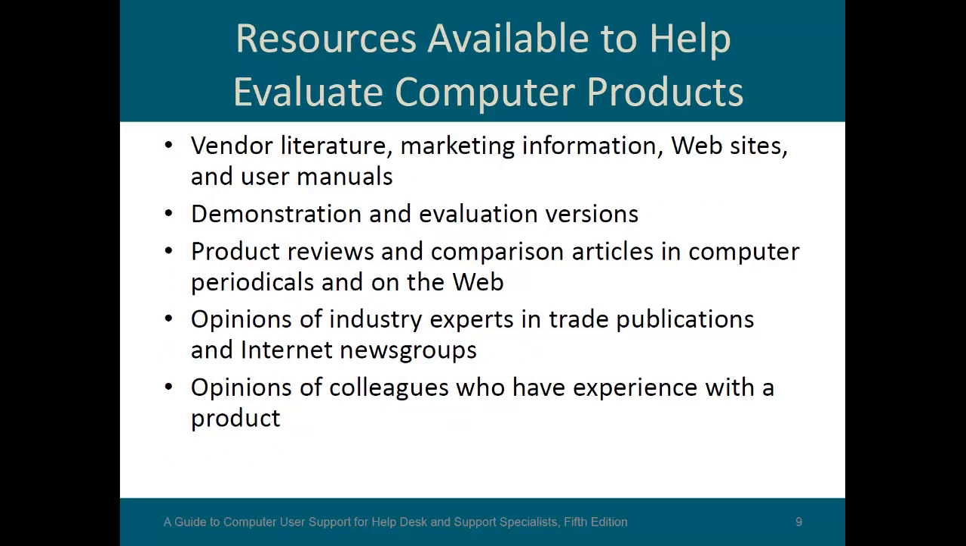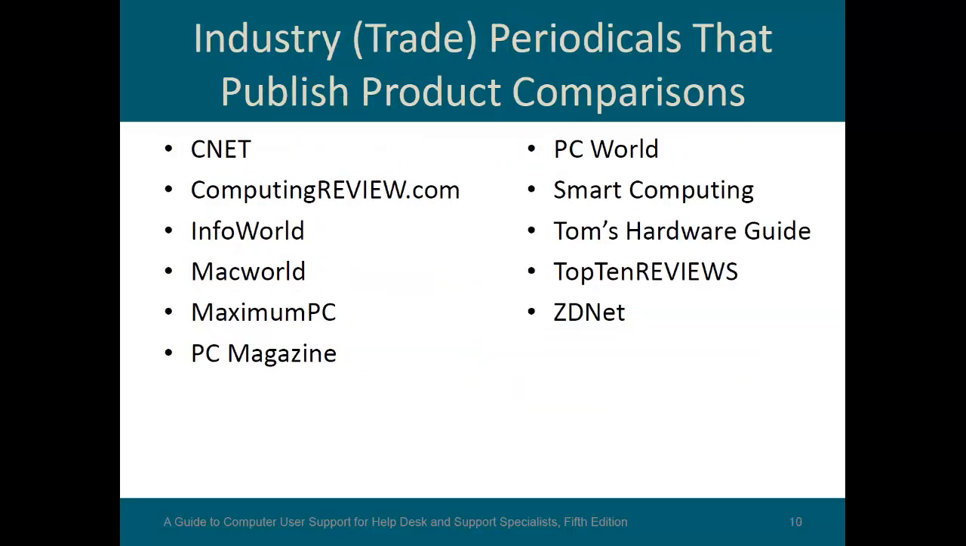Resources available to help evaluate computer products. You've got vendor literature, demonstration and evaluation versions, product reviews and comparison, opinion of industry experts, and opinions of colleagues who have experience. Industry trade periodicals that publish product comparisons. There's all different types of ones out there. CNET is a big one, owned by CBS. InfoWorld, Macworld, Maximum PC. And you can also get some product evaluations from these companies.